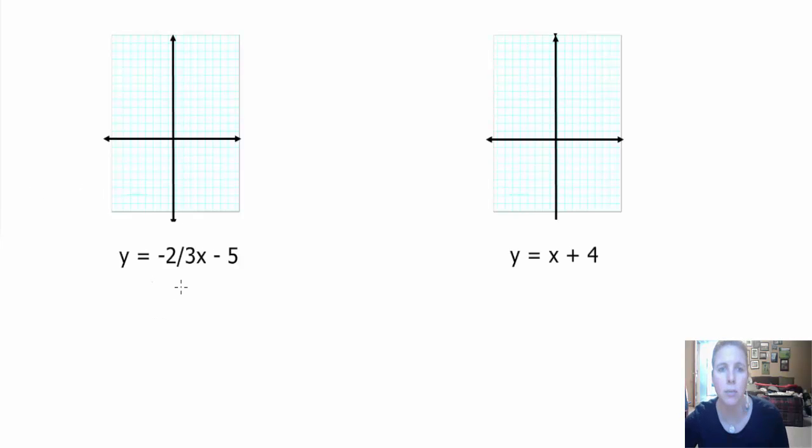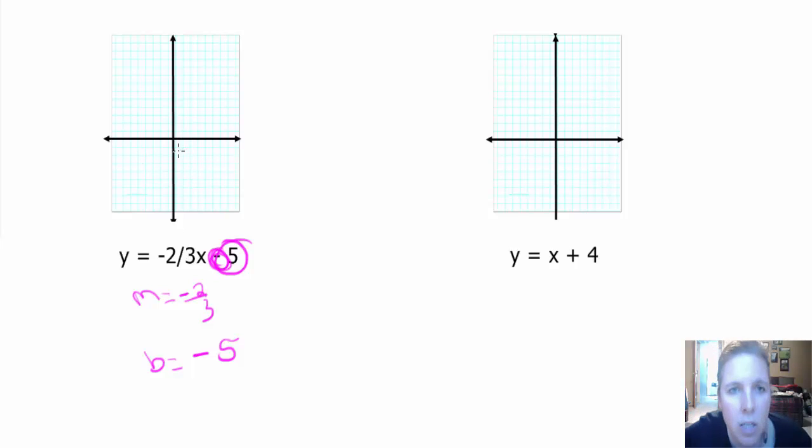Okay, so here, our slope is negative 2/3, and our y-intercept is negative 5. Here's the key. That minus goes with it. Okay, it's like plus a negative 5. So you start at negative 5. 1, 2, 3, 4, negative 5. Okay, now it's negative 2/3.